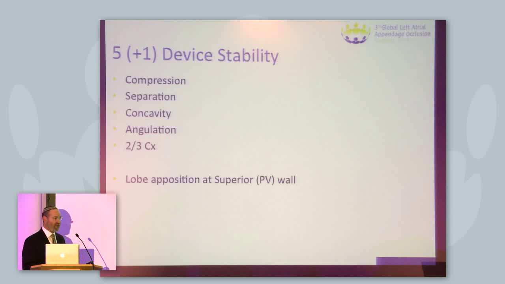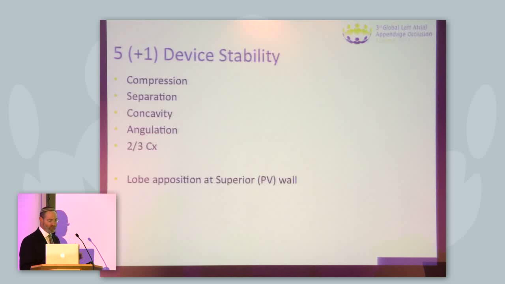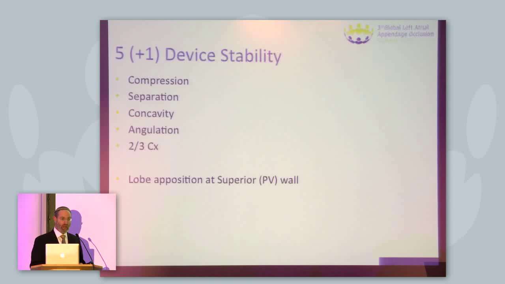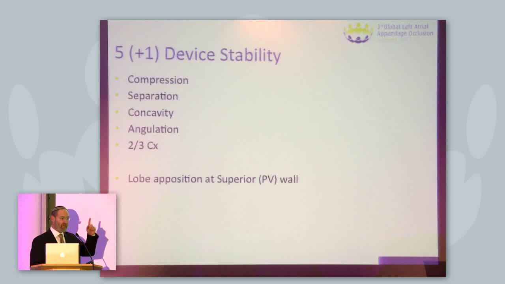The 6th sign, and it's present in a number of cases that are embolized where the other 5 signs have been present, is the lack of apposition of the lobe to the superior PV wall. So it's exactly the opposite of the 2/3 of the circumflex. If you look superiorly, where only an angle or a corner of the device is latched and it's not entirely opposed, that is a tendency to instability.